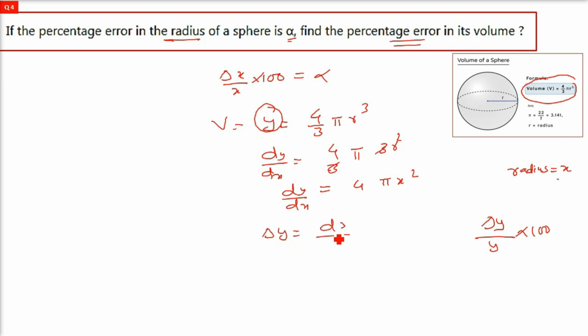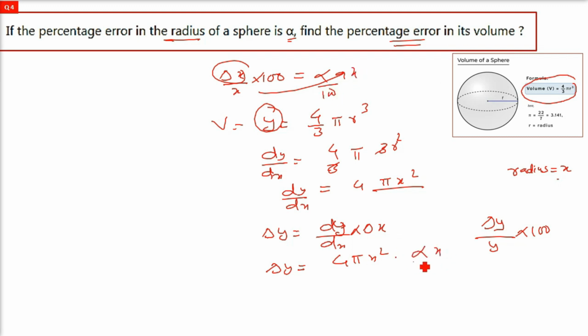Delta y, the formula is dy by dx into delta x. This 4 pi x square is to be replaced by dy by dx, and this delta x can be computed from here. X goes up, 100 goes down. So you have alpha x by 100. So this delta y, now we want to find out delta y by y. Y is simply the volume. So that's 4 by 3 pi r cube. You can write it in the denominator. 4 by 3 pi x cube you can write.